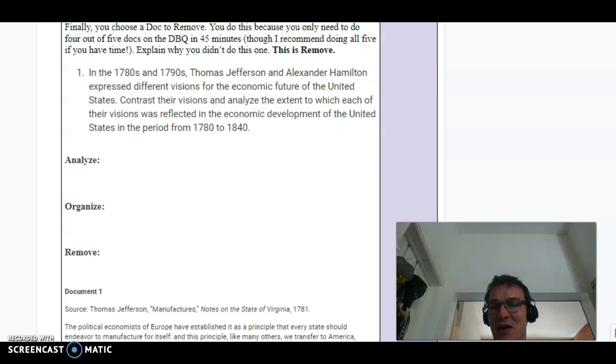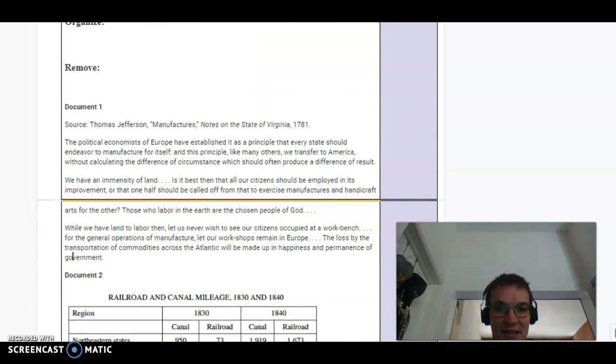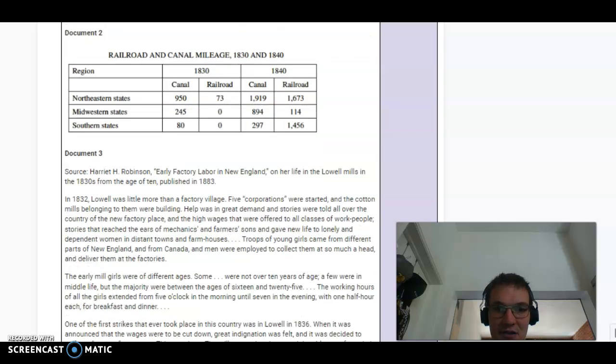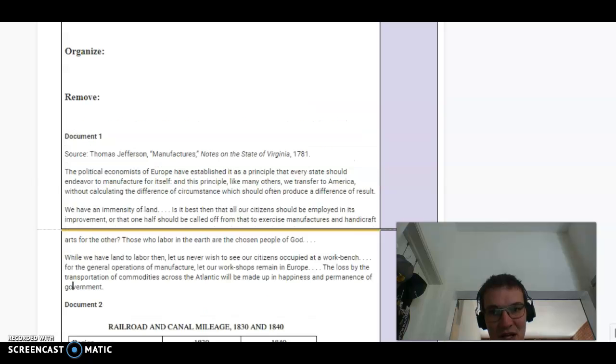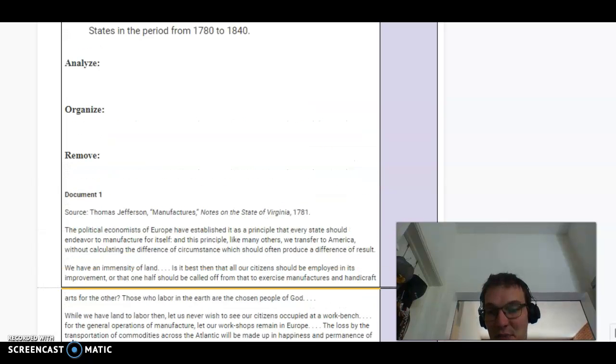It's sort of like, okay, what are the differences between Jefferson and Hamilton? What are some of the similarities? And then what are the differences and similarities in terms of how the U.S. developed? So analyze. I'm looking for the document that I really want to get deepest into. And when I just skim these and look at the titles, I think I have to go after Jefferson because I have to really explain what the difference is between them.